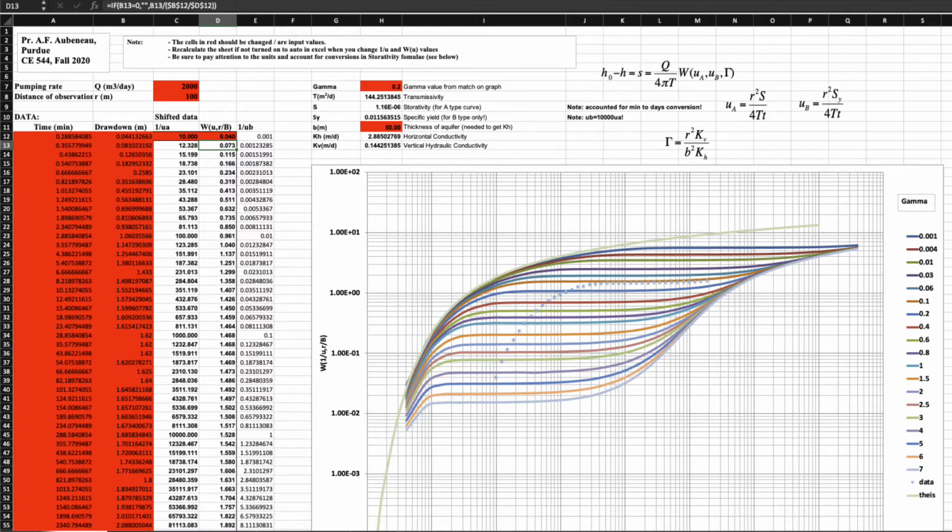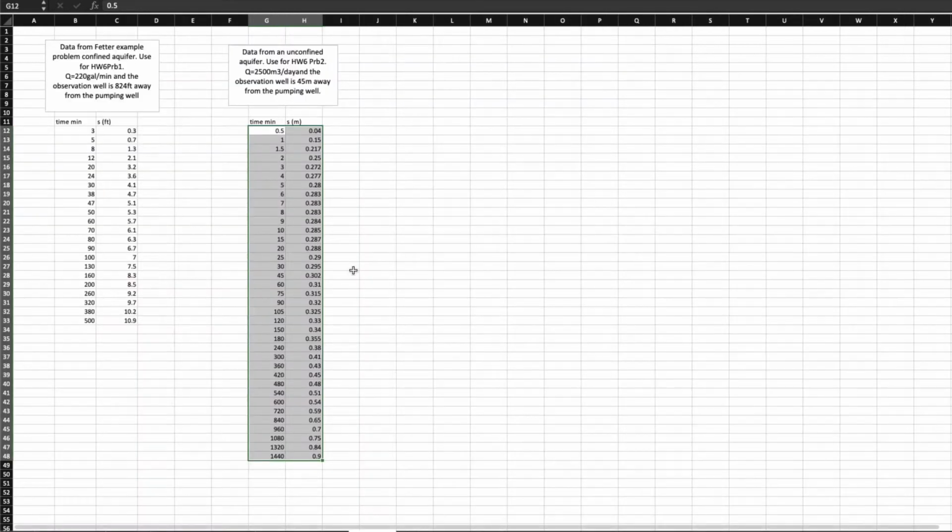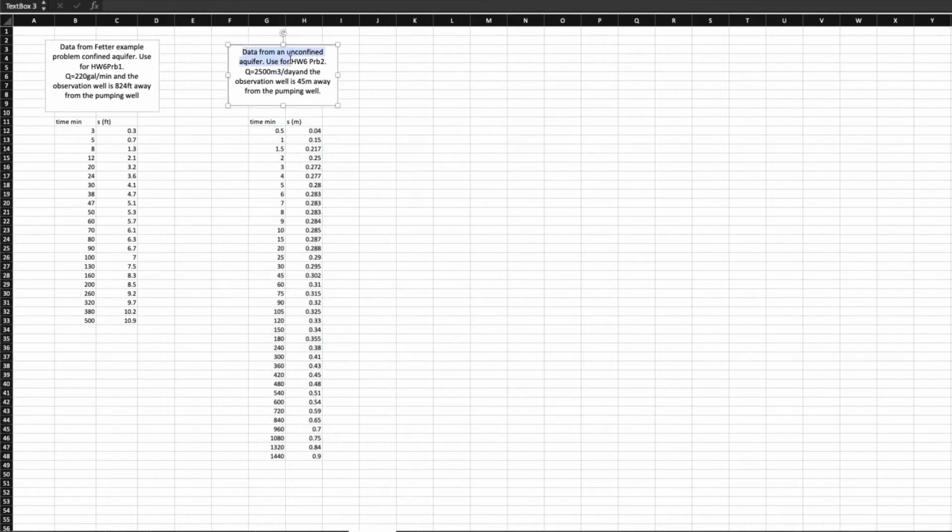And welcome back for a tutorial on how to use the Whales user interface for an unconfined case. So first, let me start with a brand new problem like I introduced in the lecture. This is data for an unconfined aquifer. We are given the discharge, 2,500 cubic meters per day. The observation well is 45 meters from the pumping well, and this is the data.